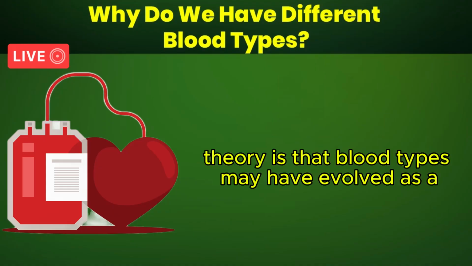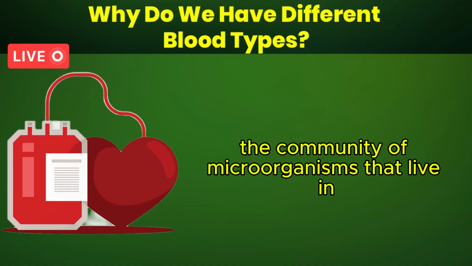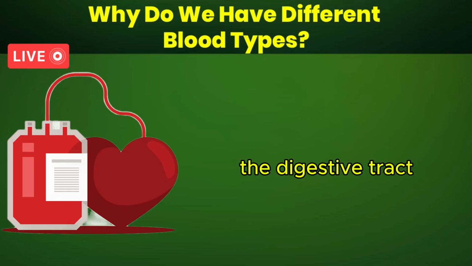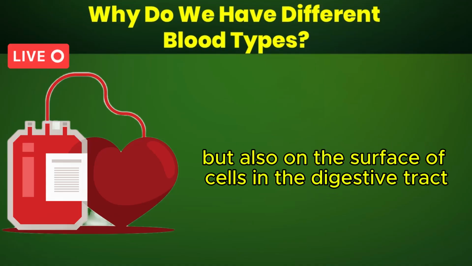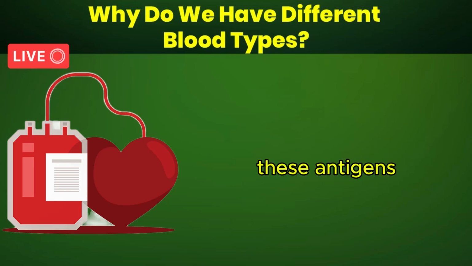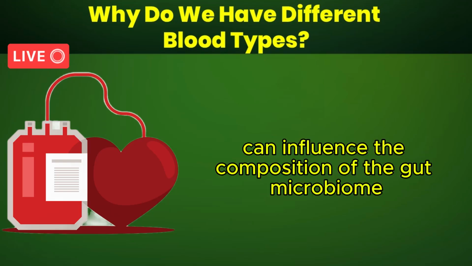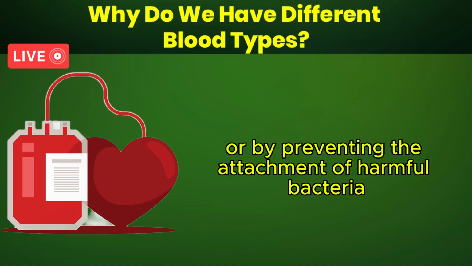Another theory is that blood types may have evolved as a way to regulate the gut microbiome, the community of microorganisms that live in the digestive tract. The A and B antigens are not only found on red blood cells but also on the surface of cells in the digestive tract and in bodily fluids such as saliva. These antigens can influence the composition of the gut microbiome by serving as a food source for certain bacteria or by preventing the attachment of harmful bacteria.